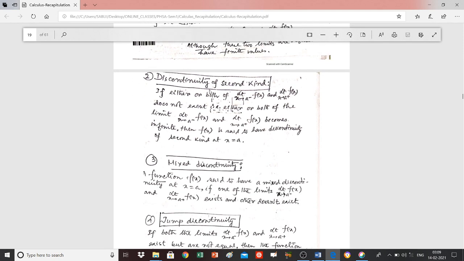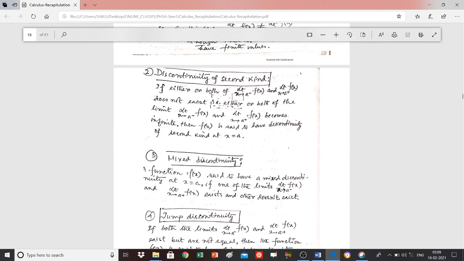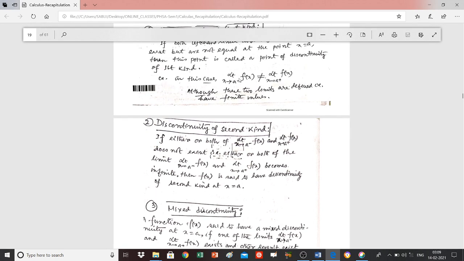And the second is discontinuity of the second kind. If either or both of the left hand limit and right hand limit do not exist, that is, they do not have finite values at the given point x equal to a, or they have infinite values, then this type of discontinuity is called discontinuity of the second kind.